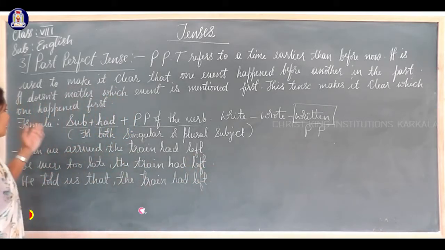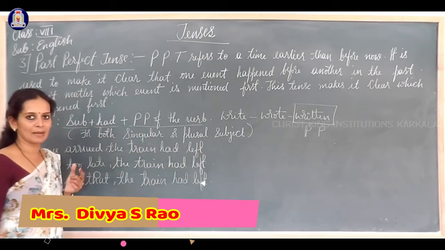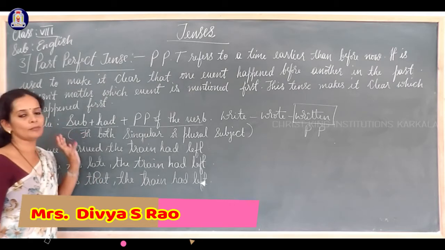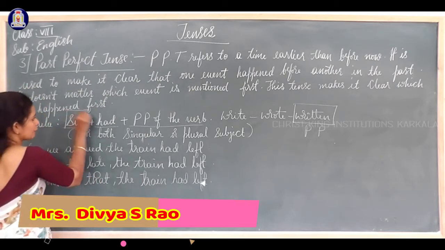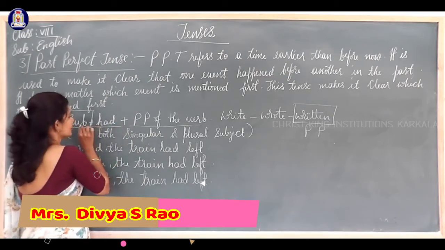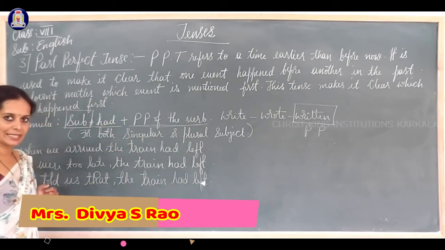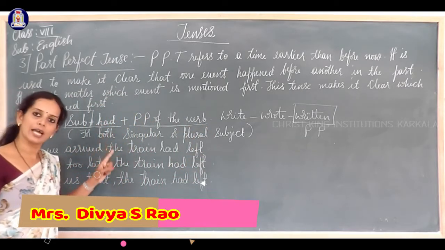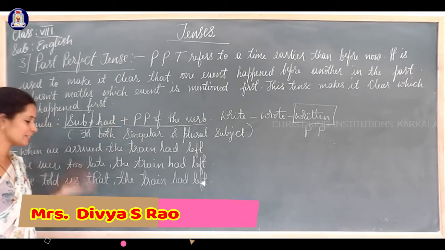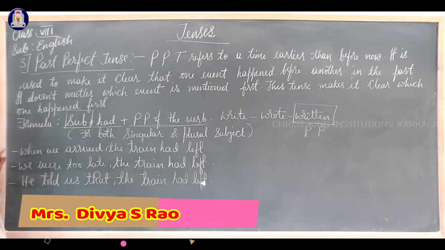So here, the formula for both singular and plural subject: it doesn't matter whether it is a singular subject or a plural subject, the formula will be the same. If the subject is singular or plural, it goes like subject plus had plus past participle of the verb. Is it clear to you? So for both singular and plural subjects you have to apply the same formula. Okay, let us see some examples here.